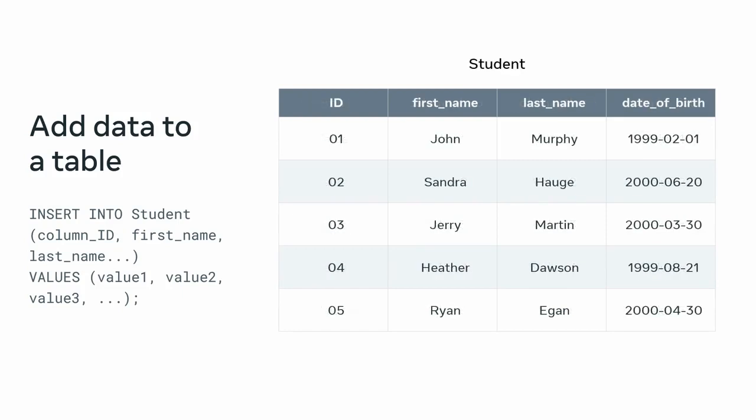I'll use the student table I created earlier and add student data to it by specifying values for each of the following columns: ID, first name, last name, and date of birth, and then populate the table with the required data. But what if I need to update or modify data? For example, let's say I've input the wrong date of birth for a student.